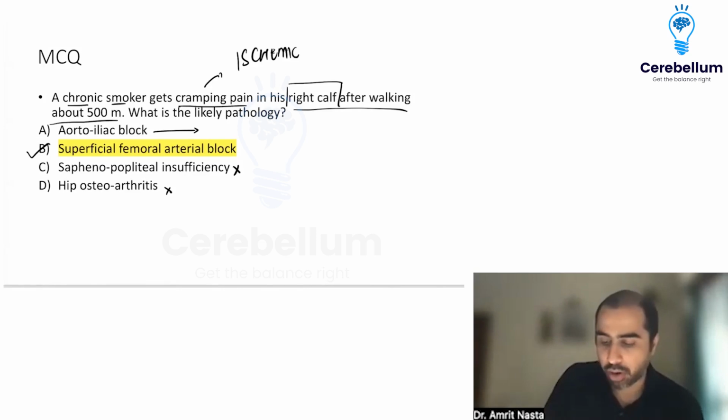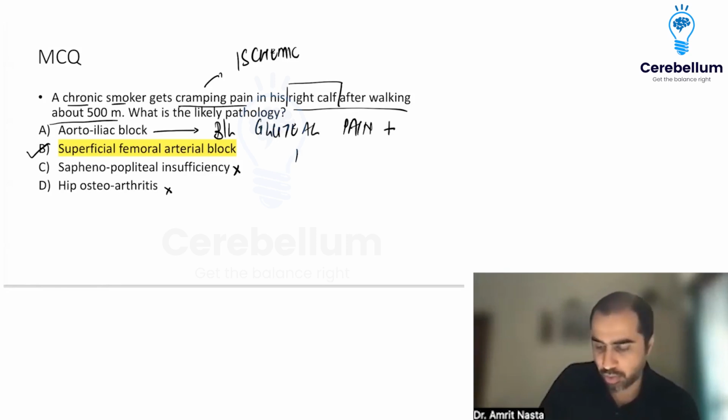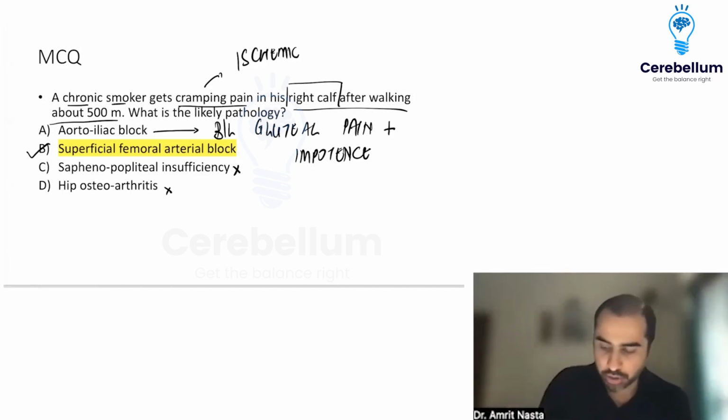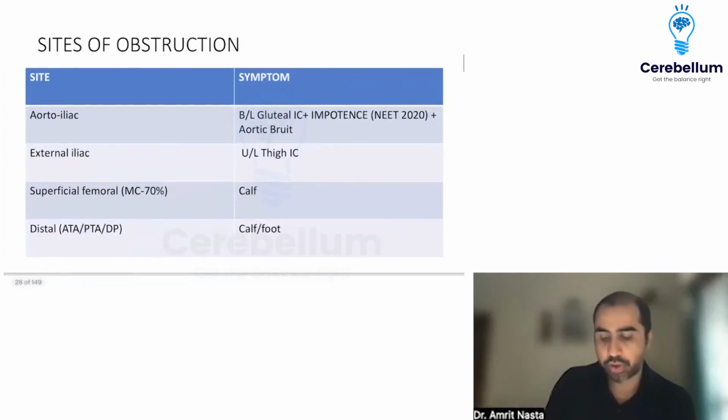Yeah, aortoiliac block will give me bilateral gluteal claudication. Anything else you get apart from bilateral gluteal pain? Excellent. Impotence. The way you are answering, I am very sure you will do well in the surgery part. So this is what you should know: aortoiliac block, gluteal claudication, impotence. This has a name. This is called Leriche syndrome.